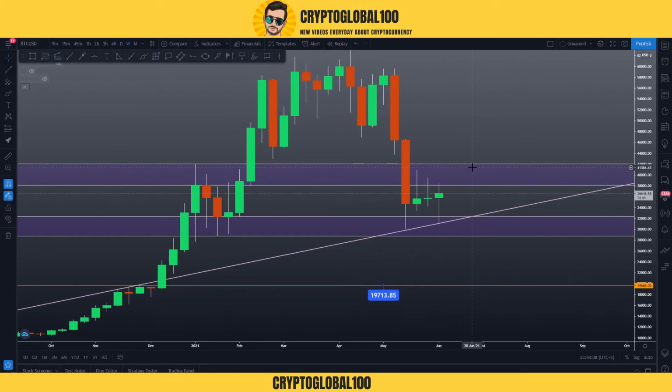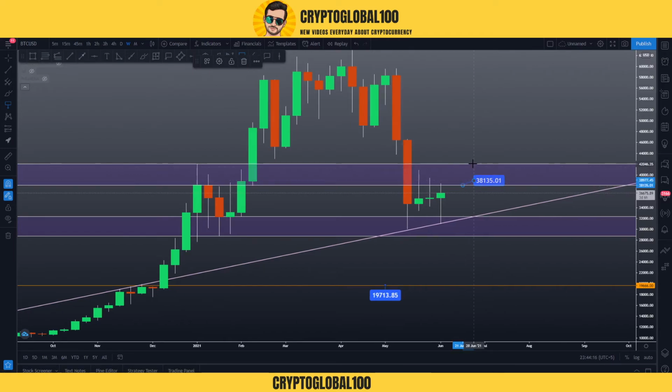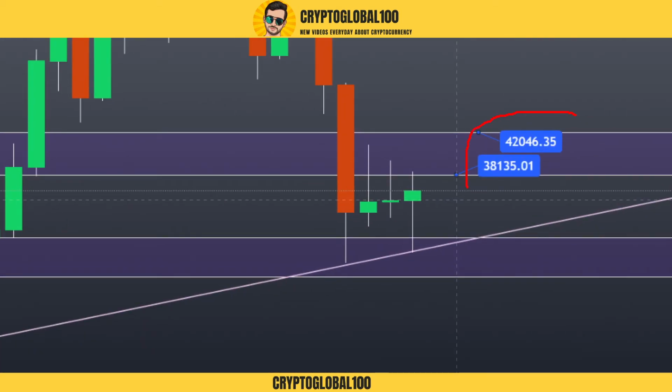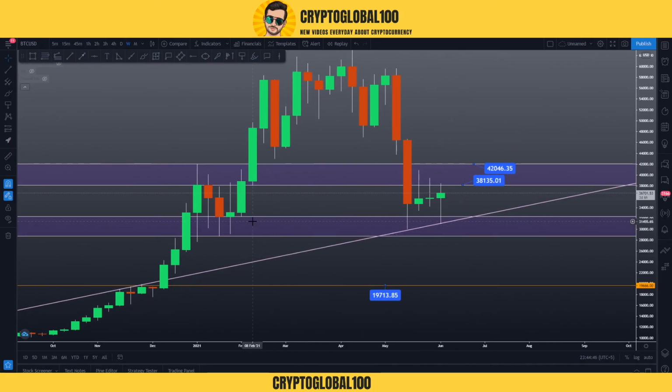This zone starts from, let me draw the price areas, this one, and this one. The price needs to close inside these two areas. If the weekly candle closes in between this range, then we might see a bullish move on the next candle. But if the candle closes below this level, then we might see a retest, or maybe a wick below. We can see a wick below here.